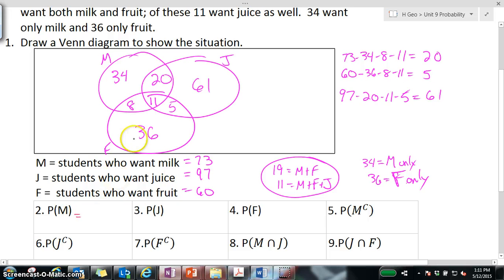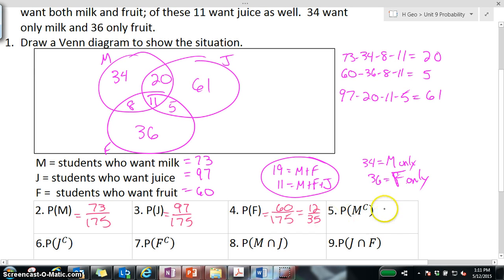Probability they like milk, so it's everybody in the milk circle. So all 4 of those things added up, which we already know is 73, out of our 175. Juice, again, we know is 97 out of 175. And fruit, again, we already know is 60 out of 175. Those were told to us. We don't have to think too much. We do need to simplify that down to 12 over 35.